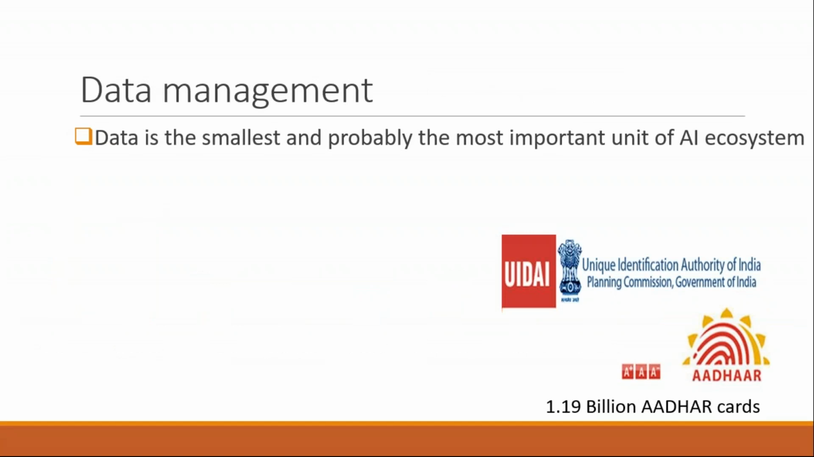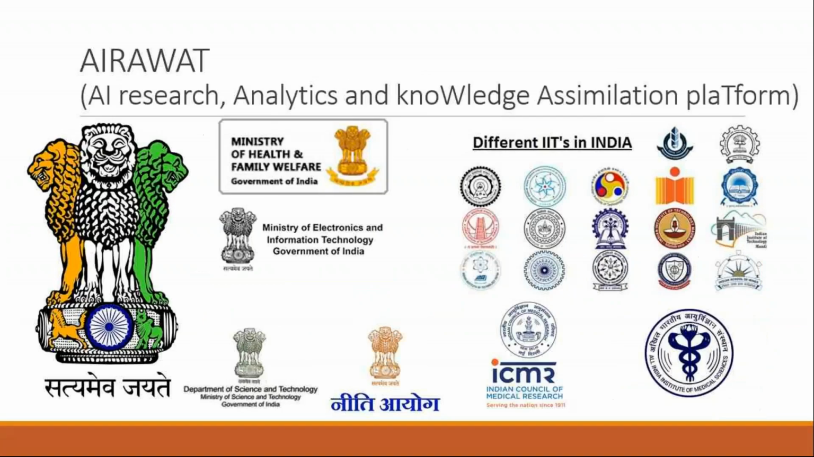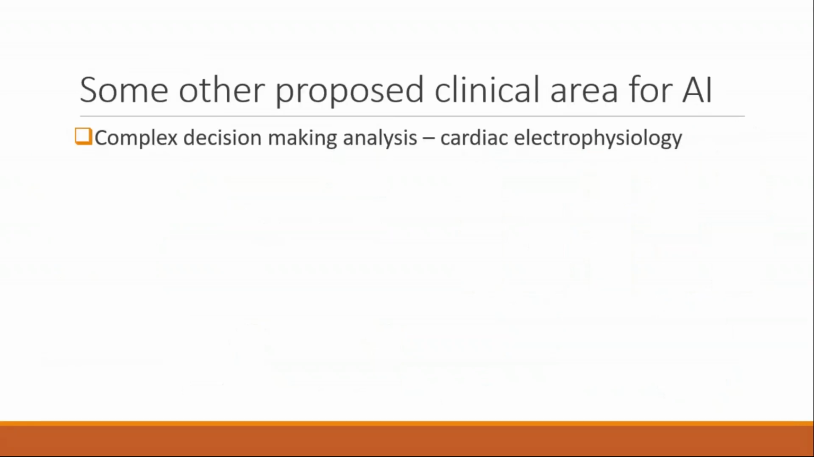Data management, as I have already mentioned, data is the smallest and probably the most important unit of the AI ecosystem. And we have a large pool of digital records of the population which can be used. To bring all the sectors together, the IT sector, the health sector, different ministries, the Government of India has come up with a program called the AI Research, Analytics and Knowledge Assimilation Platform, and it looks after and supervises everything.